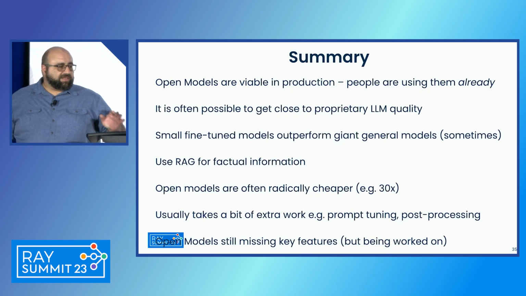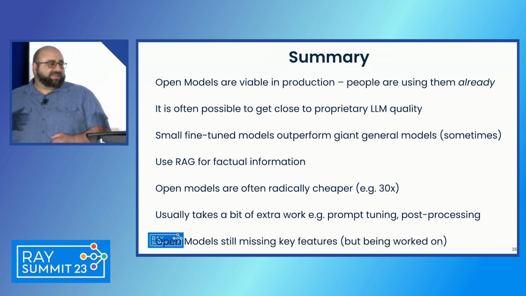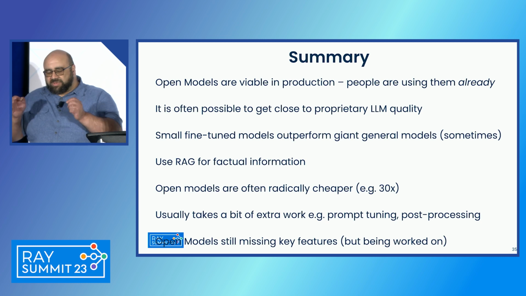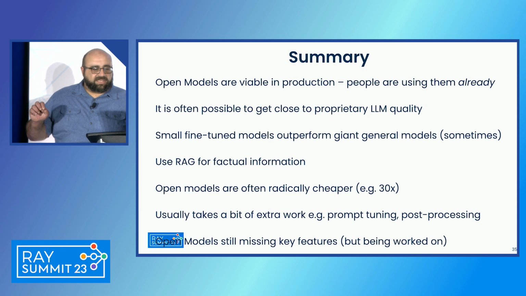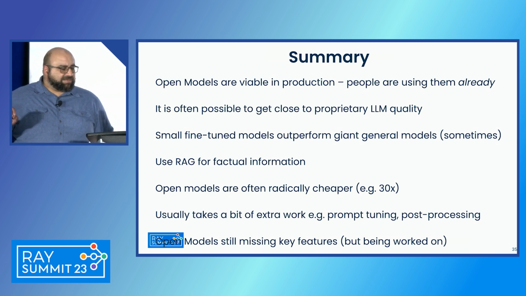So let me just summarize what I have to say in my remaining 1 minute and 20 seconds. What we see is open models are viable in production. People are using them already. In some cases, you can solve particular problems with proprietary LLMs. Small fine-tuned models generally outperform, but only in some cases. Remember to use RAG for factual information. Open models are not just a bit cheaper. They can be radically cheaper, like change the feasibility cheaper. And it takes a bit of extra work in general to use open source LLMs. And they are missing some key features, but they're being worked on.